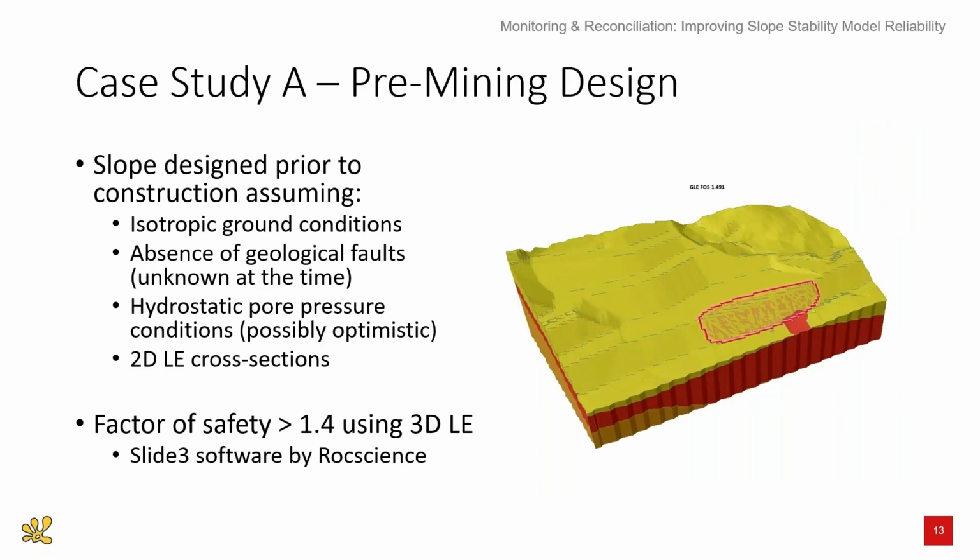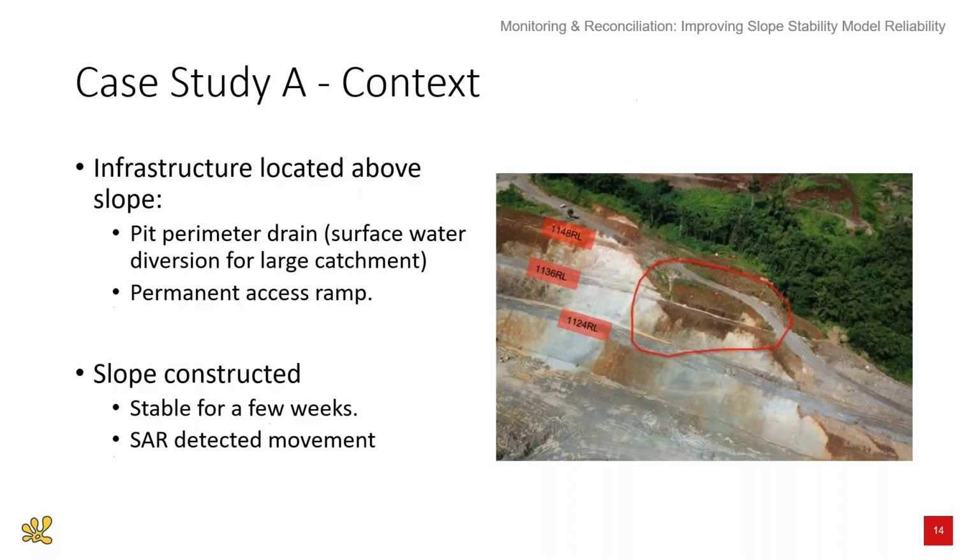So initially, this part of the mine was designed using 2D limit equilibrium cross sections, assuming isotropic ground conditions and with the absence of geological faults, which at the time were unknown. Hydrostatic pore pressures were also considered, and these were probably optimistic given the rainfall. When the same model inputs were put into a 3D model, they achieved a factor of safety greater than 1.4. In 2D, they were 1.3.